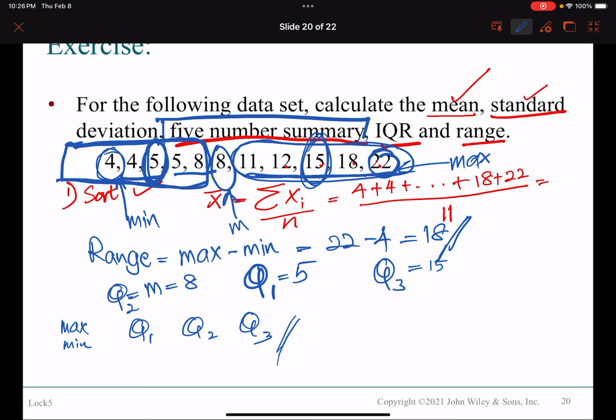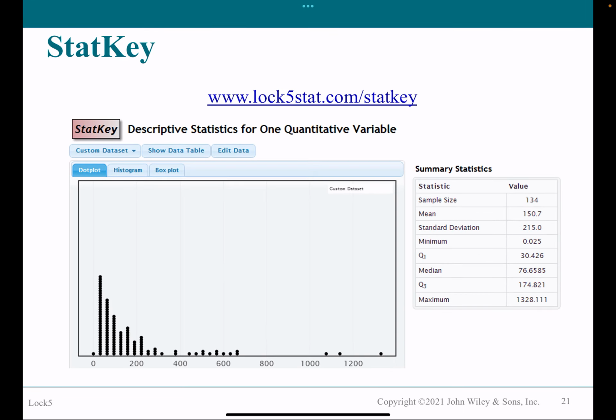If you are using a graphing calculator, you can simply get all these values by entering the data set. Please try to find out how to get the five number summary and this stuff using your calculator. You can use the document that I sent you. If your calculator is a different one, please at least Google it or find out how to use it. If you are using the stat key, things are going to be pretty easy.